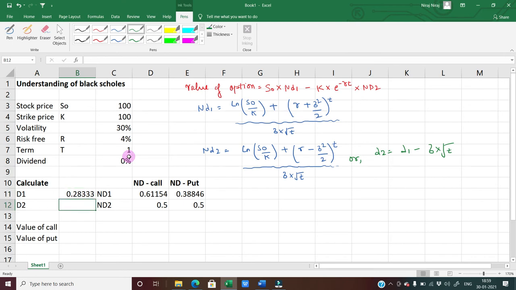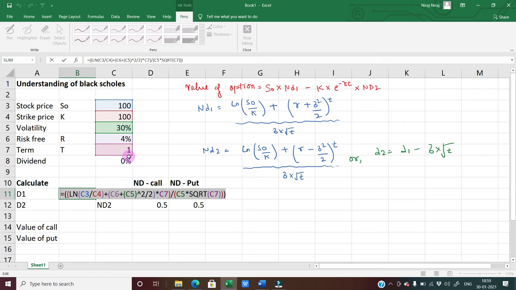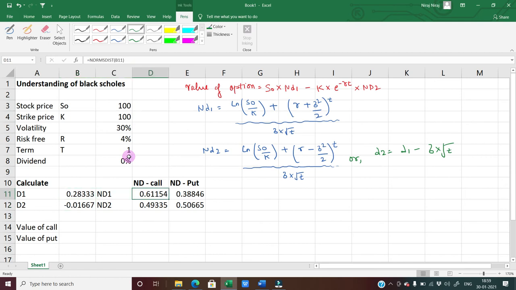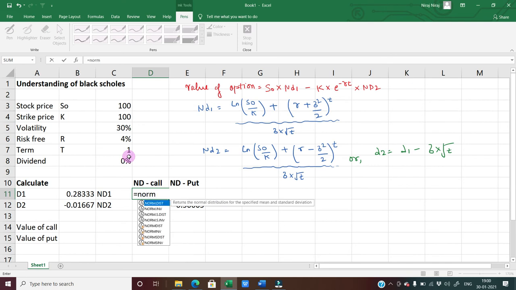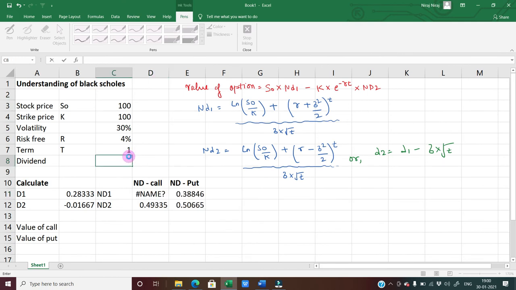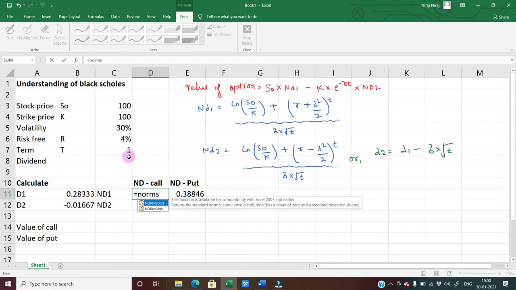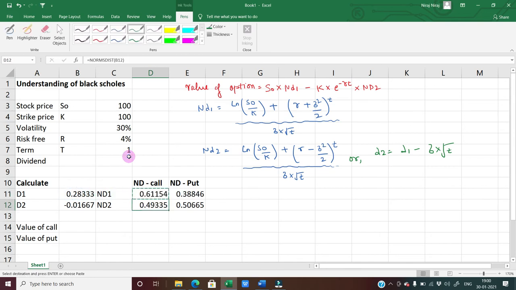If now I have to calculate D2, I will just copy this exact formula here. Okay, and here, in this place, I will make it minus. I will just put a minus symbol here. Okay, so now if I have to calculate ND1, ND1 is nothing but NORMSDIST, normal distribution, and I will just link it here. Okay, and I will just drag the formula here. So these are my normal distribution values.